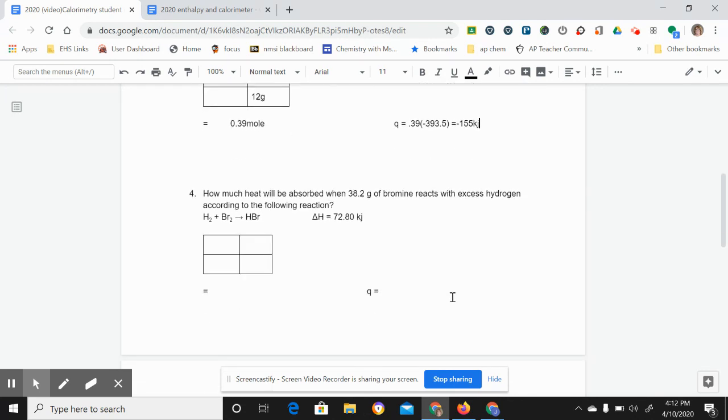How much heat will be absorbed when 38.2 grams of bromine reacts with excess hydrogen according to the following reaction? Now we have a delta H of a positive. Is it exothermic or endothermic? It's an endothermic reaction, therefore heat is absorbed. So does this get hot or colder? It gets colder, right? So we need 38.2 grams of bromine.